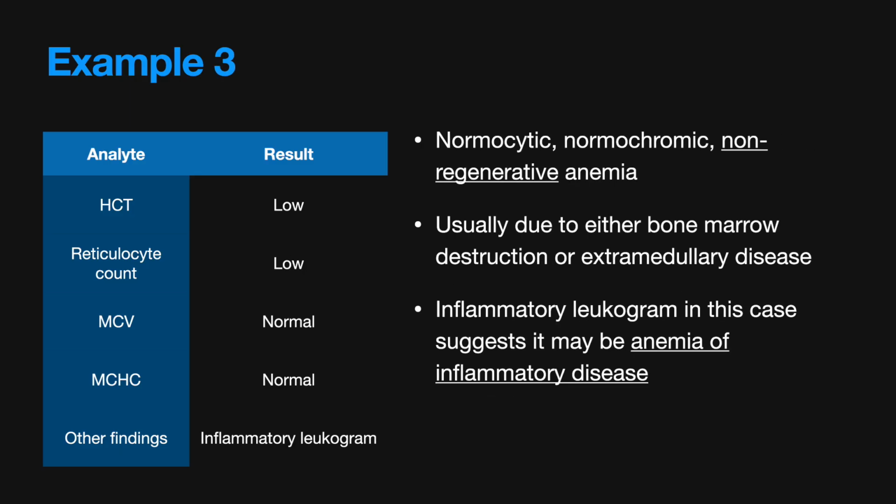This case has a normocytic, normochromic, but non-regenerative anemia. Usually we see non-regenerative anemias due to either bone marrow destruction or extramedullary disease. This particular case has an inflammatory leukogram. This suggests that we may be seeing suppression of erythropoiesis due to inflammation, otherwise known as an anemia of inflammatory disease.